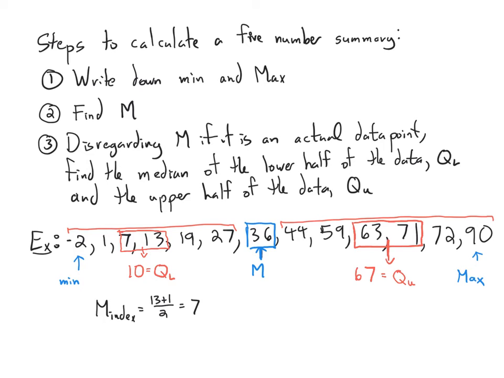And you can see what's going on here. So our data is split up into equal chunks. So -2, -1, and 7 are all less than 10. That's our first 25%. 13, 19, and 27 as our second 25%. We're disregarding the median because it's an actual data point. Our third 25% between the median and the upper quartile is 44, 59, and 63. And our fourth 25% of the data is 71, 72, and 90.